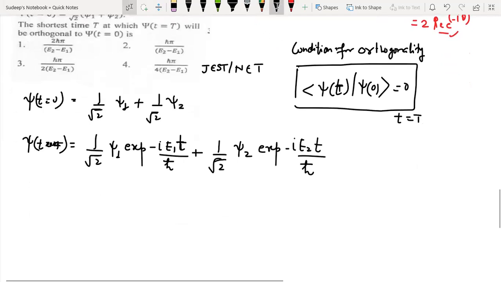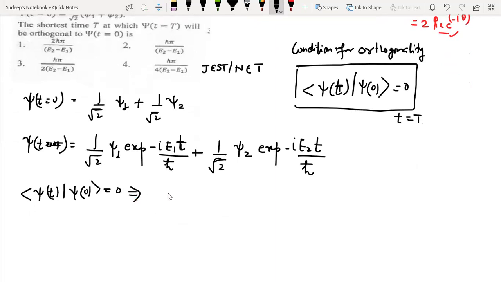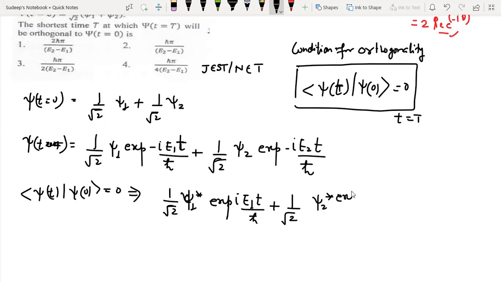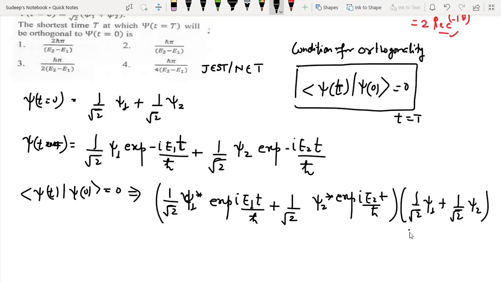Now let us do the problem. I want to find the shortest time in which the inner product of psi t with psi 0 becomes 0, which implies 1 upon root 2 psi 1 star exponential iota E1 t upon h bar plus 1 upon root 2 psi 2 star exponential iota E2 t upon h bar, times 1 upon root 2 psi 1 plus 1 upon root 2 psi 2, becomes 0.